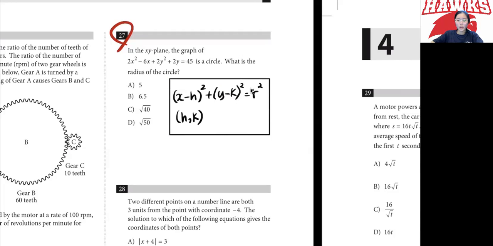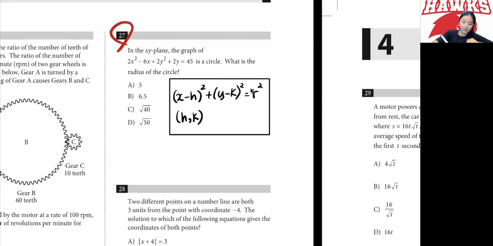In this video, I'll be going over practice test number 6, calculator section question 27. So let's get started. In the xy plane, the graph of 2x squared minus 6x plus 2y squared plus 2y equals 45 is a circle. What is the radius of the circle?